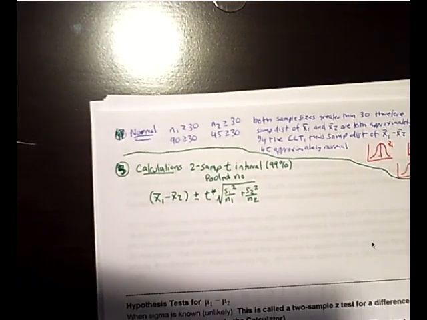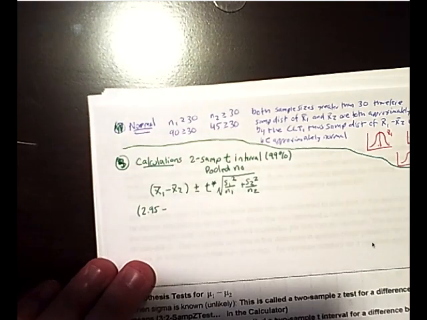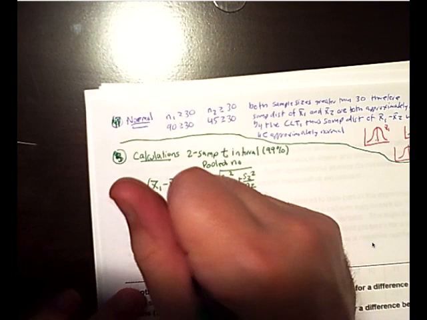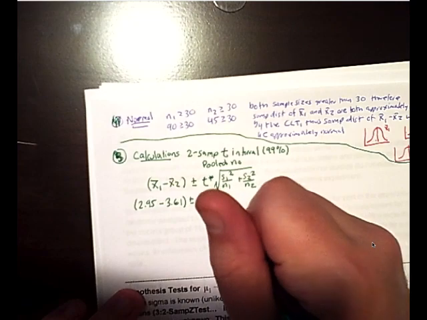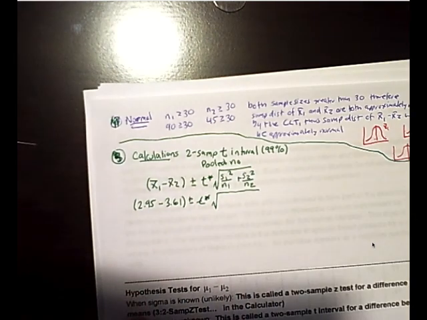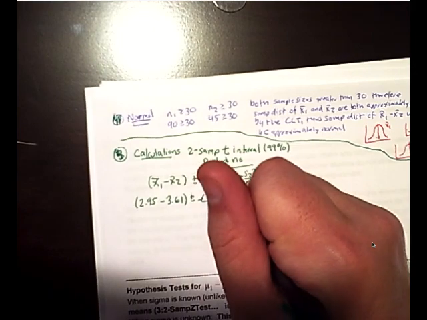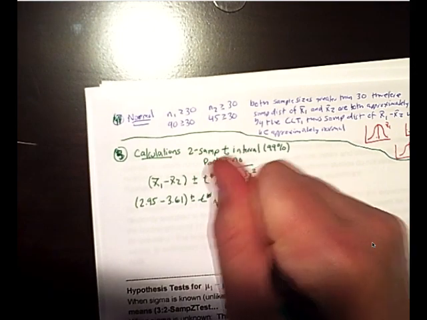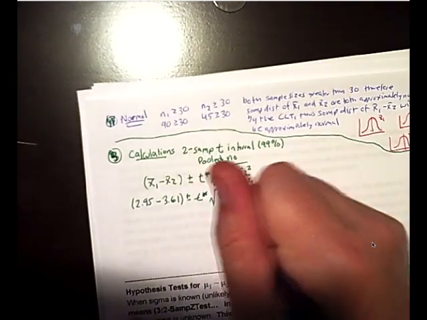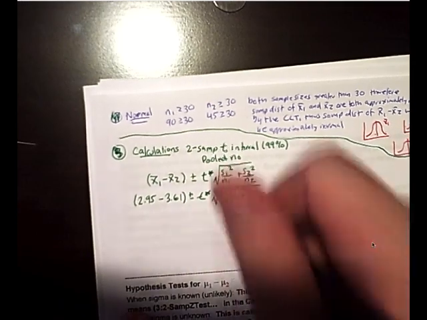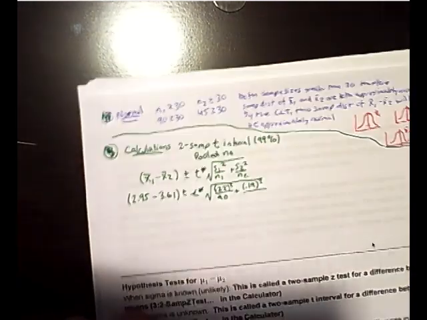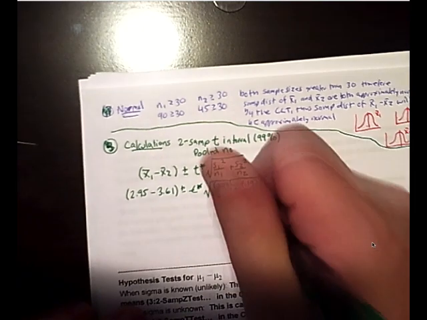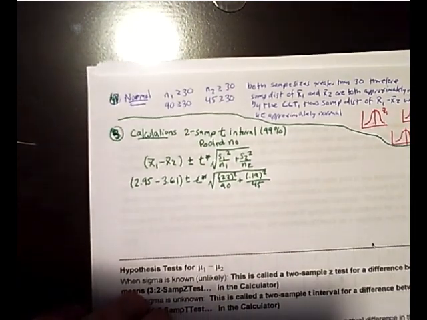So x bar 1 was 295. X bar 2 was 361 per bushel. Okay. I'm going to leave the T star blank just for now. Standard deviation of the first group was 22 cents per bushel over a sample size of 90. The second one had a standard deviation of 19 cents per bushel squared, because we've got to do that with variances, over 45.